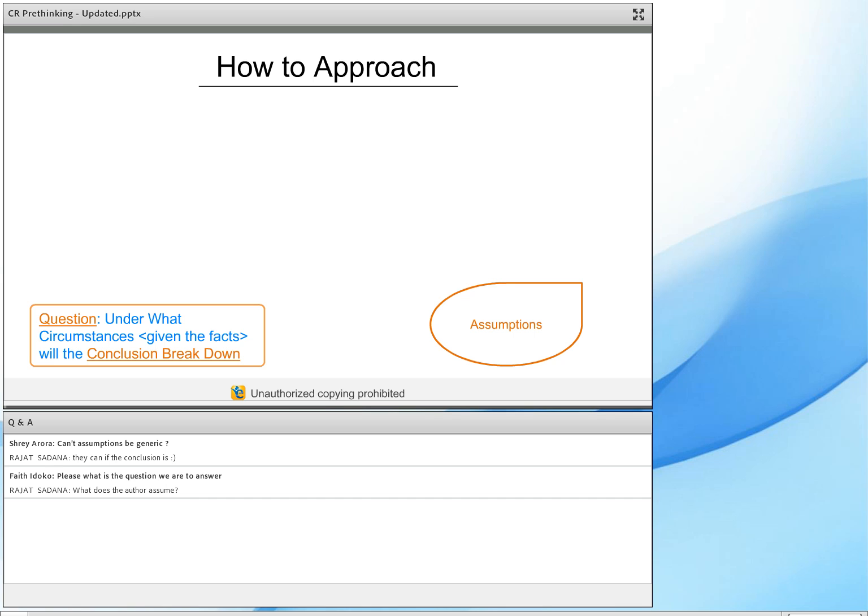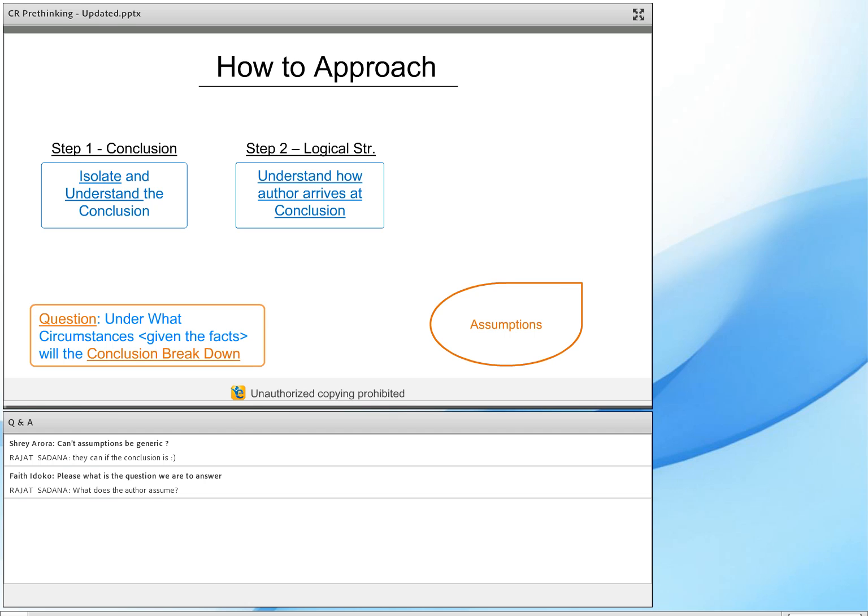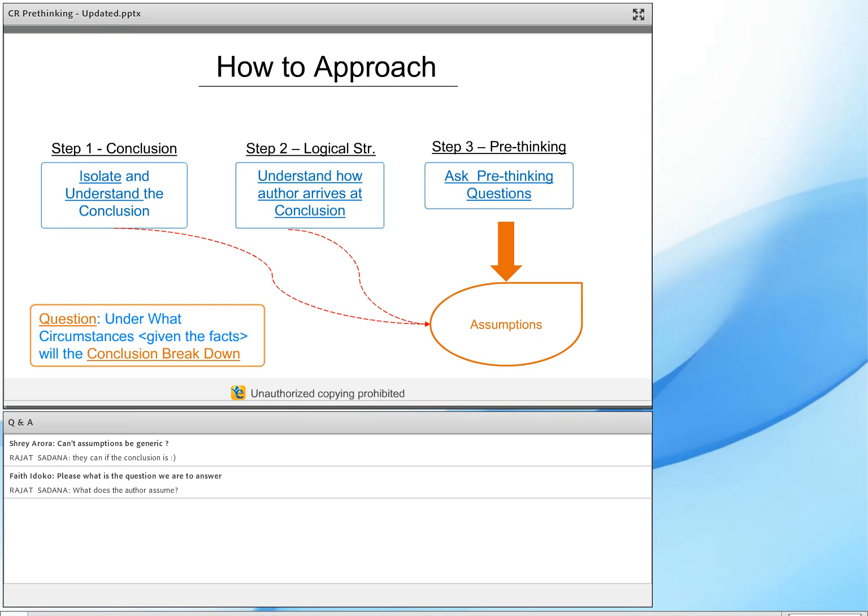So how do we approach this? The way we go about approaching this is we really look at what the conclusion is. We then look at what's the logic that the author uses to arrive at that conclusion. And then we ask a pre-thinking question that allows us to arrive at assumptions. And what is that pre-thinking question? The pre-thinking question is, under what conditions, given the facts and the argument, will the conclusion break down?